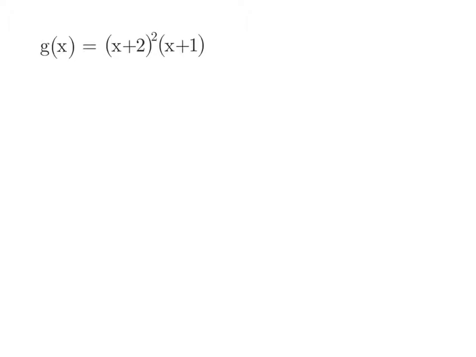So let's try a few more examples. Let's take g of x equal to (x plus 2) squared times (x plus 1). Our first step is to find the critical numbers. So we have to look at the derivative.